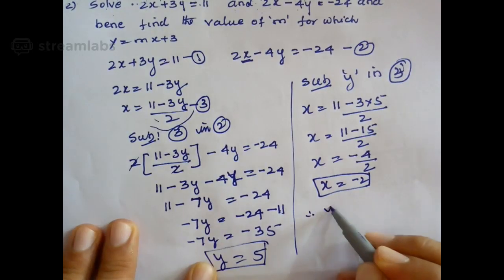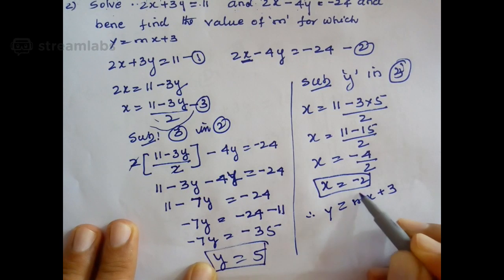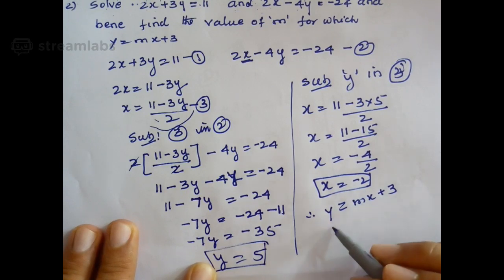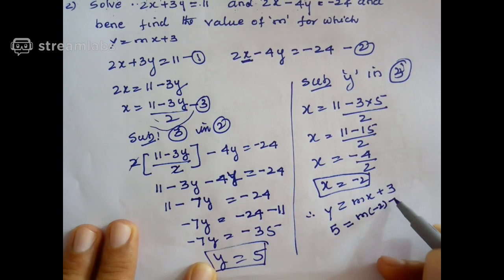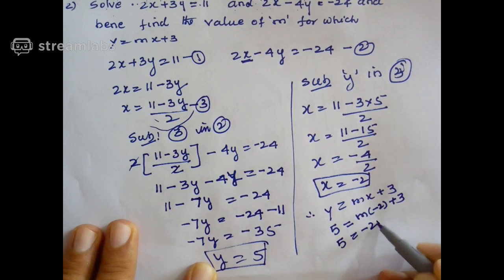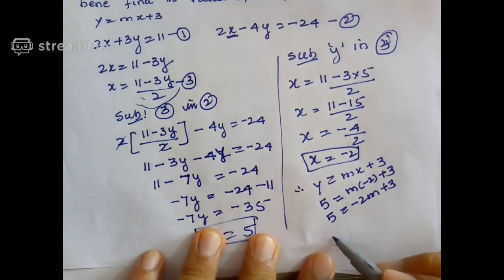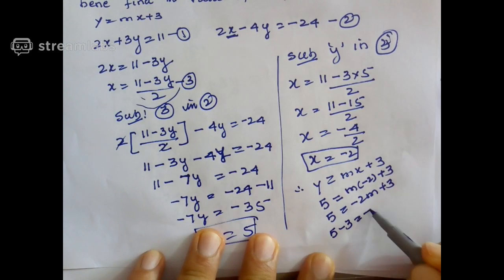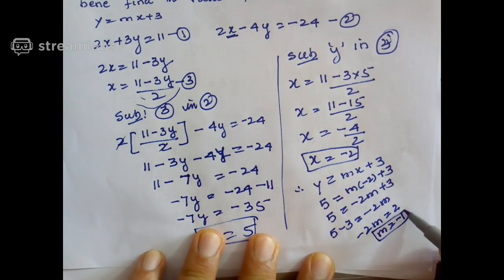Therefore, you have to find y is equal to mx plus 3. In this equation, you have to find the value of m. y is 5 is equal to m into minus 2 plus 3. That is, 5 is equal to minus 2m plus 3. Then what is m? That is, 5 minus 3 is minus 2m. So minus 2m is 2. m is minus 1.